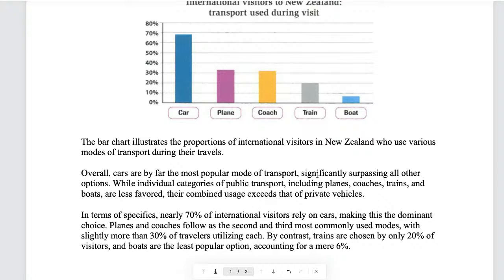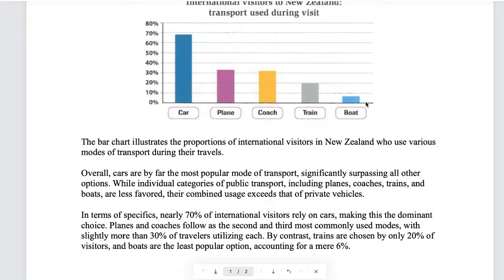So you see that is the first trend we are talking about. Cars are by far the most popular modes of transport. Why? Because just under 70% of visitors used cars during their visit. You see that? And next we say that significantly surpassing all other options. That means that proportion is much higher than all of the other options like plane, coach, train, and boat. See that? So that's the first trend we have to talk about.